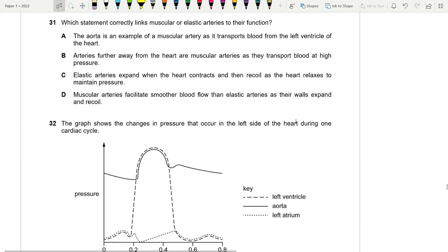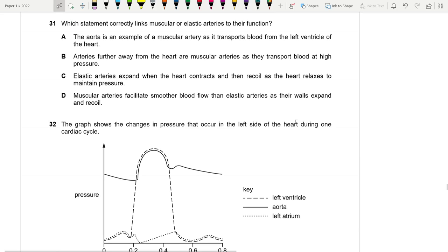Which statement correctly links muscular or elastic arteries to their function? Basically, muscular or elastic arteries. Elastic arteries are close to the heart. They need to withstand the pressure. And muscular arteries are close to the organs that they need to supply because they can constrict or dilate. The aorta is an example of a muscular artery. Wrong. It is an elastic artery. It's close to the heart.